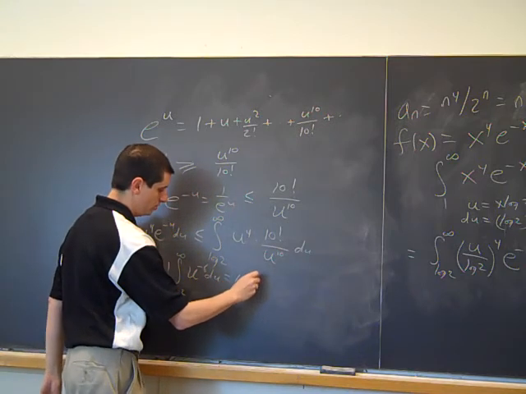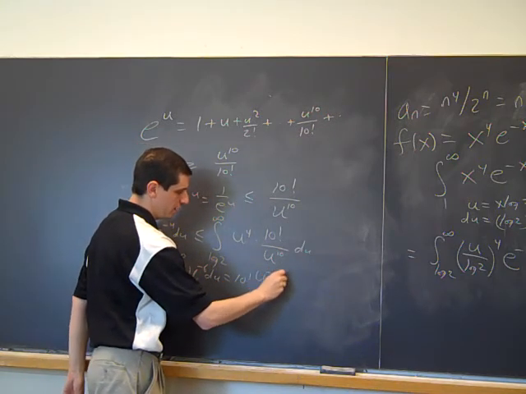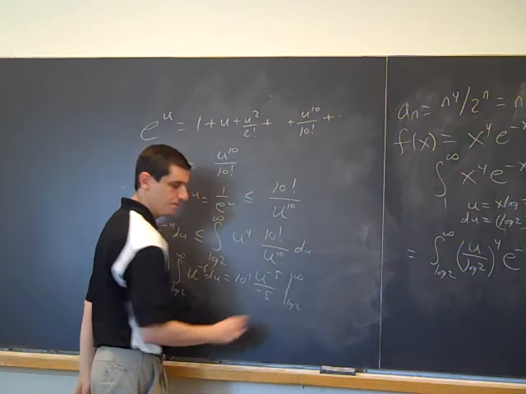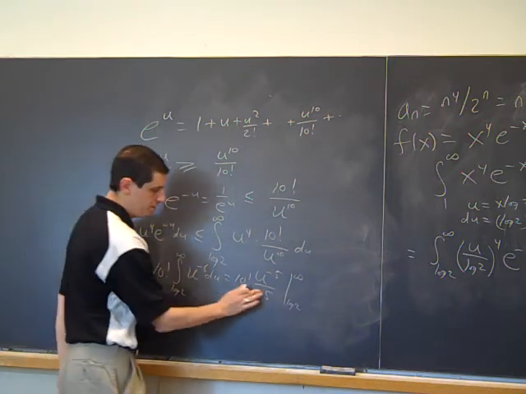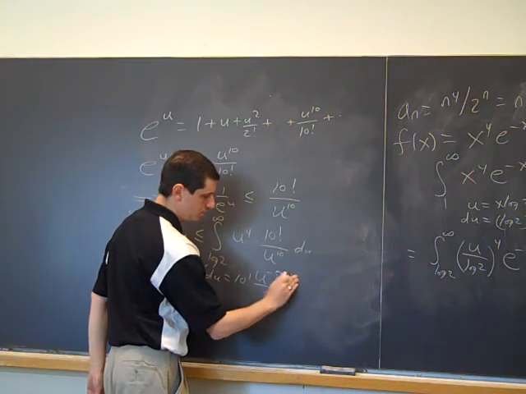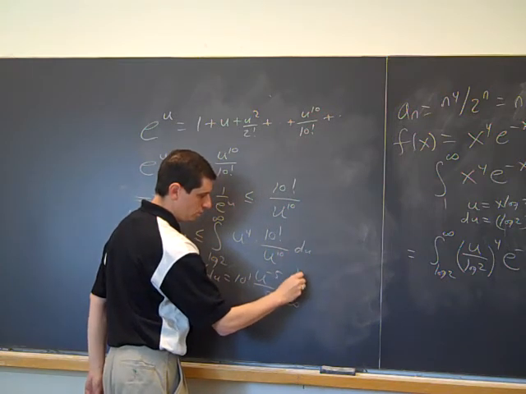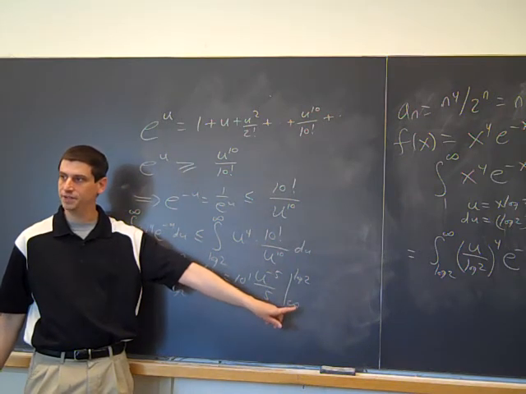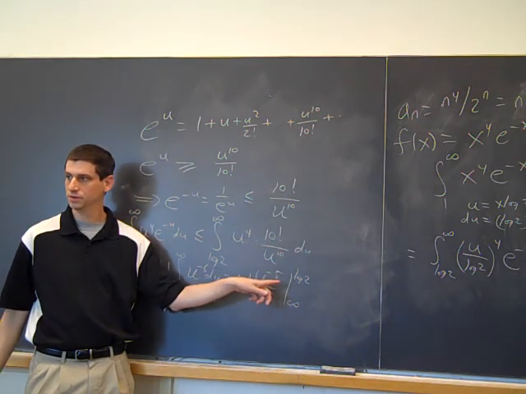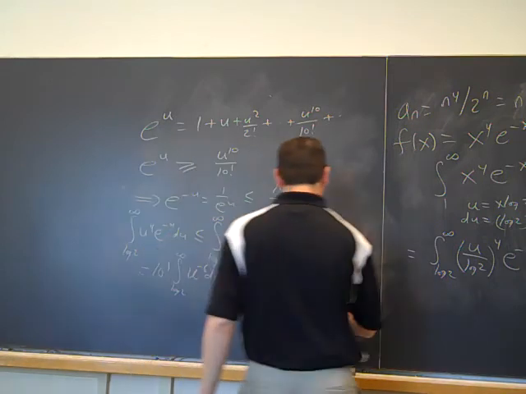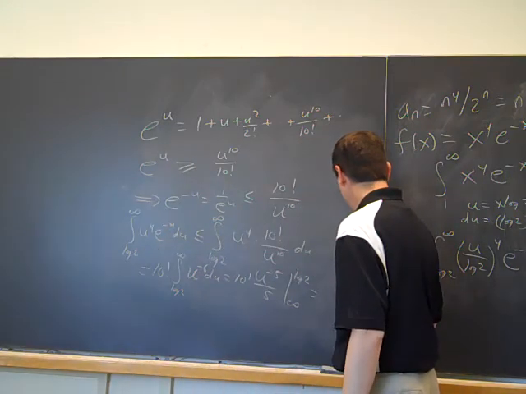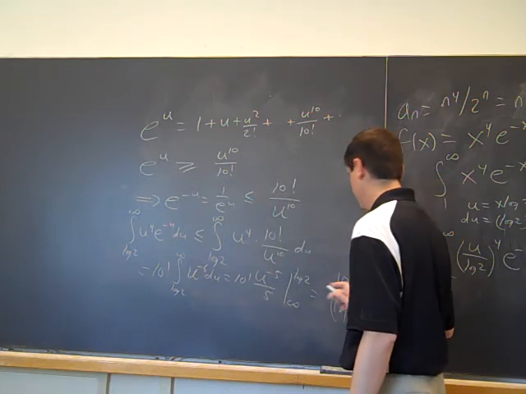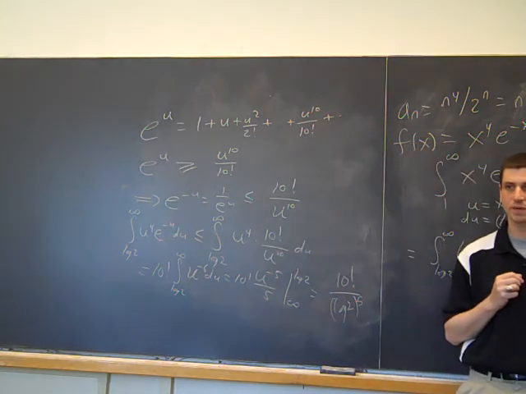So that's 10 factorial times u to the negative 5 over negative 5, evaluated from log of 2 to infinity. The negative sign means I switch the order of bounds, so I have infinity to log of 2. But because I have u to the negative 5, at infinity it's going to be 0. And so this will just be 10 factorial over log of 2 to the 5th. It will give me a finite number.